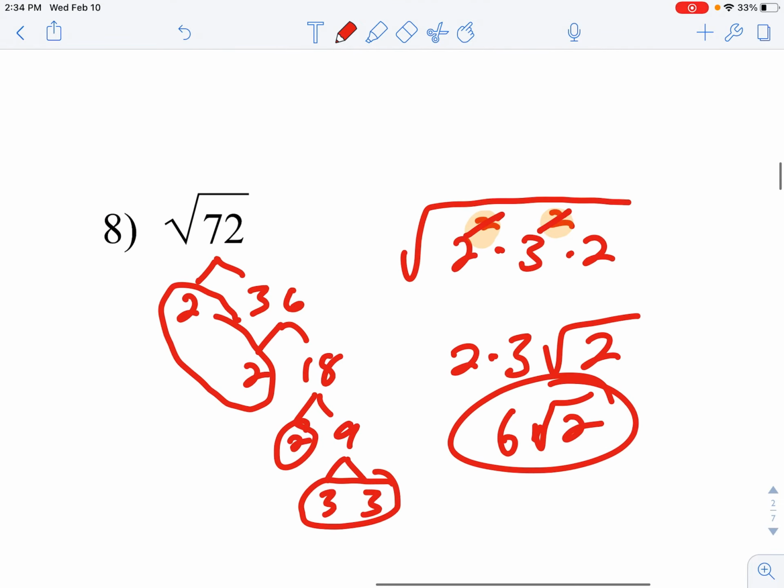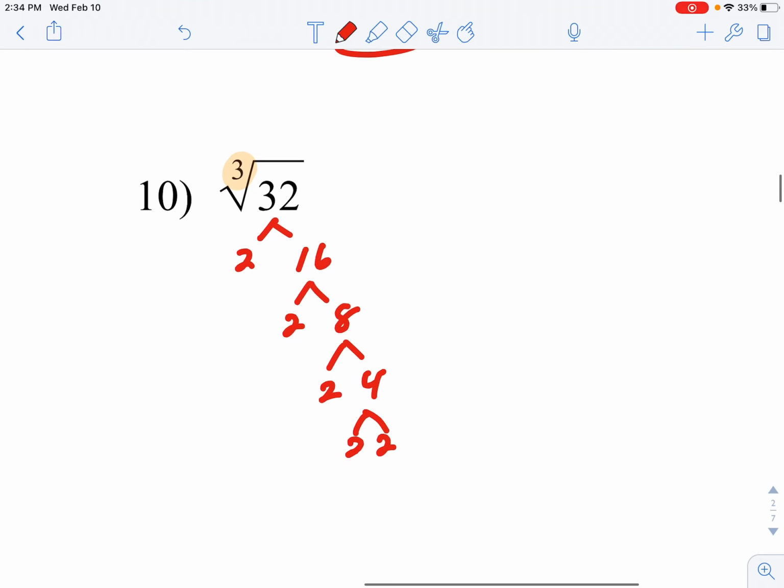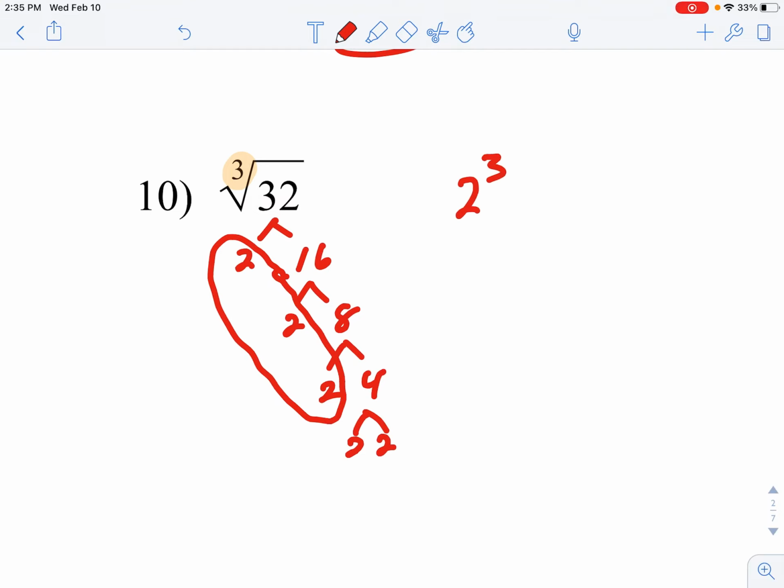Now with a square root, you look for pairs of numbers. With a cube root, you don't want to find pairs of numbers. That's not good enough. You want to find 3 of a kind. So play poker or play Yahtzee. 3 of a kind is what we're looking for with a cube root. So what do we have? We have 3 2's. That's 2 to the third power. Then we have an extra 2 and another extra 2. And we're doing the cube root of that.